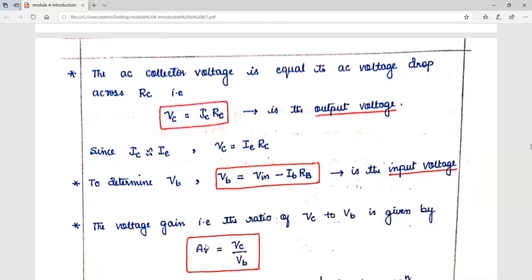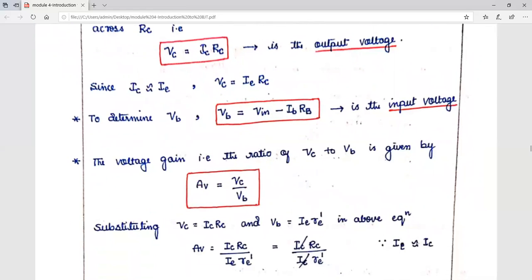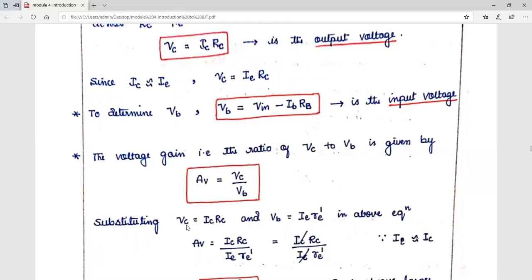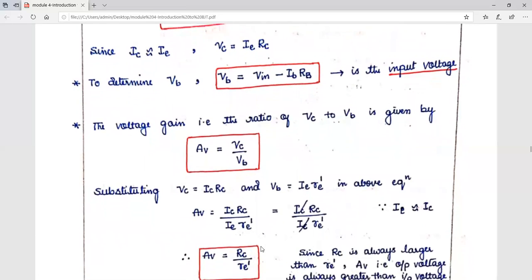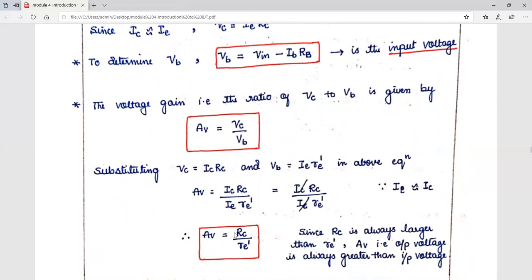the ratio of VC to VB. So the voltage gain is the output voltage, that is your collector voltage, divided by the input voltage, which is your base voltage. We have already calculated that VC is equal to IC into RC, and VB is equal to IE into RE dash. Now if you substitute these, we know that IC and IE are almost equal, so they cancel each other out, and we get the voltage gain formula as RC divided by RE dash.